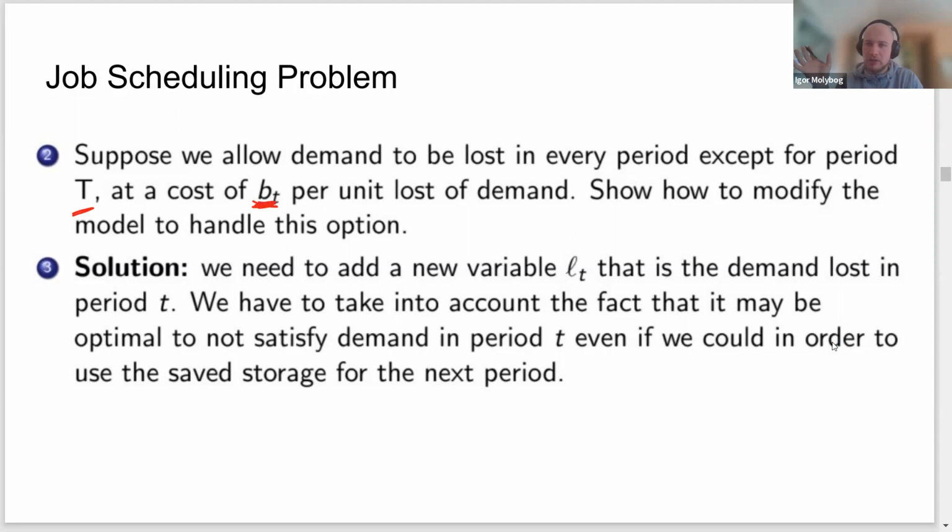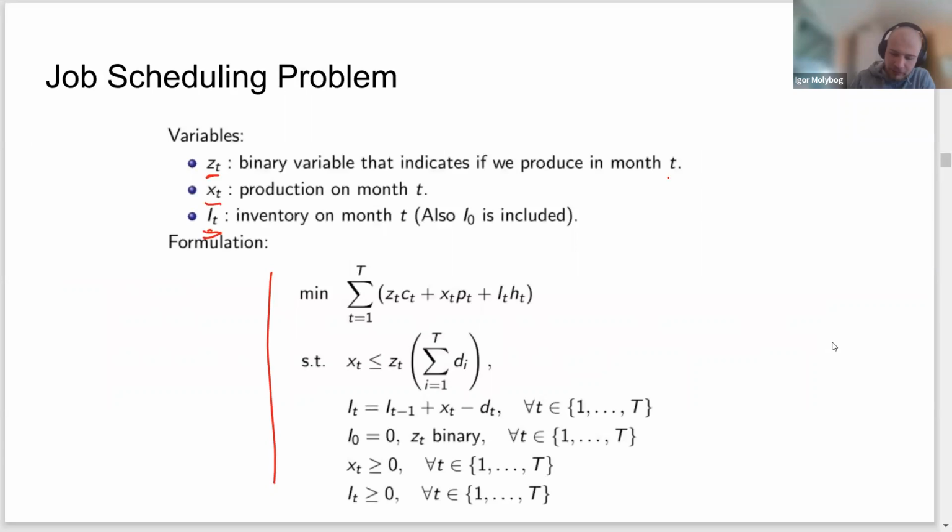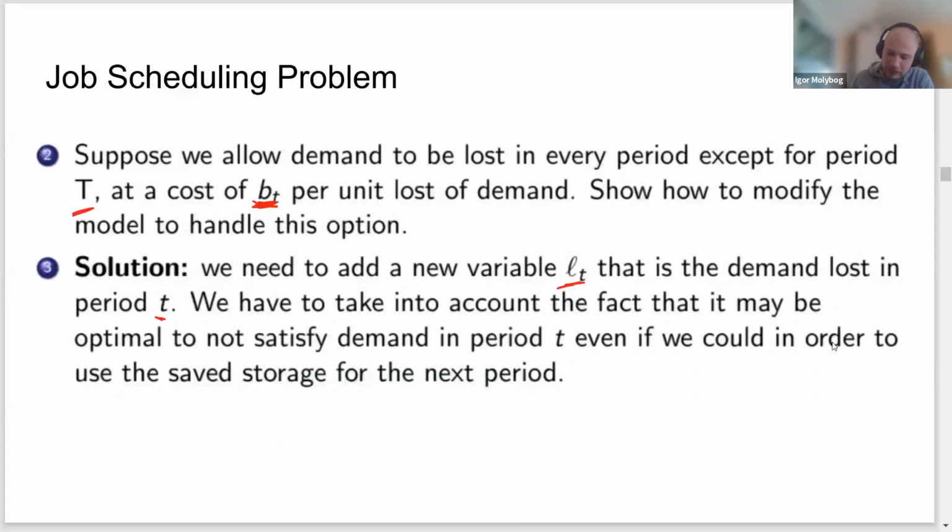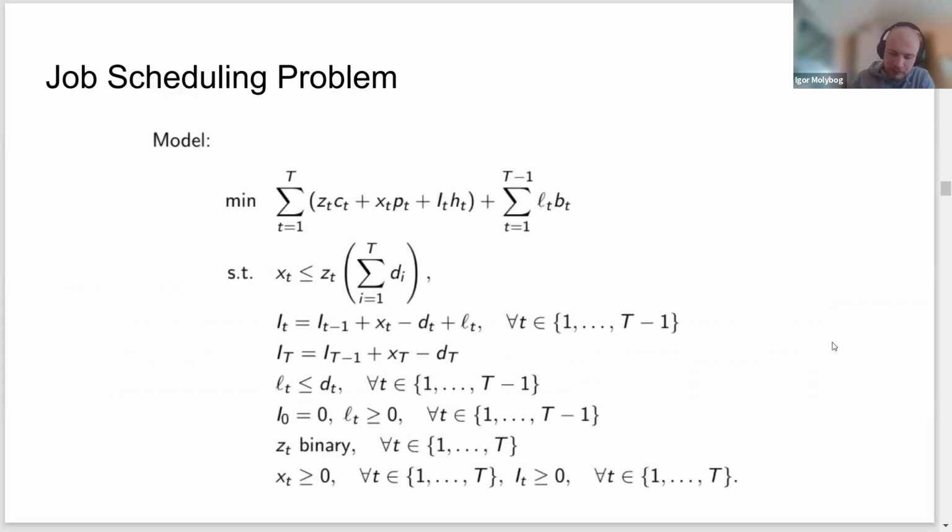We need to add a new variable in this case. The solution is to add a new variable, the demand loss in period T. We have to take into account the fact that it may be optional to not satisfy the demand in period T, even if we could, in order to use the saved storage for the next period. So basically, our balance equation that we had before is now going to be modified in a specific way. So now this is going to be our balance equation.